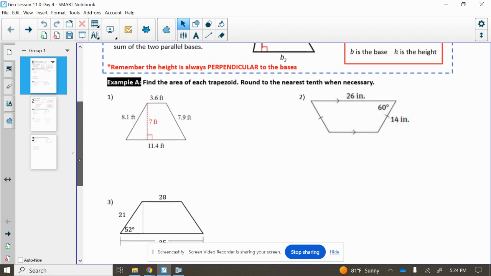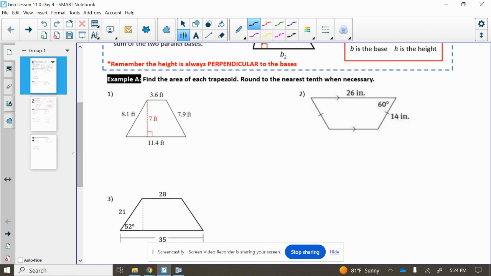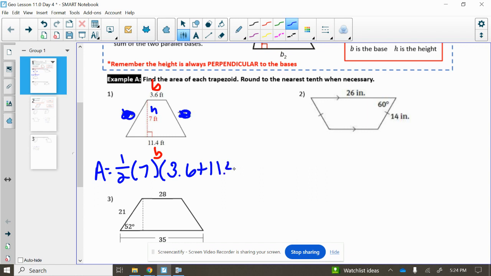So if we look at example A, our two bases are going to be 3.6 and 11.4, and our height is that distance between those two bases of 7. So really, we're not even using the 8.1 and the 7.9 when we're calculating this area. We're just taking 1/2 that height and then base 1 plus base 2.